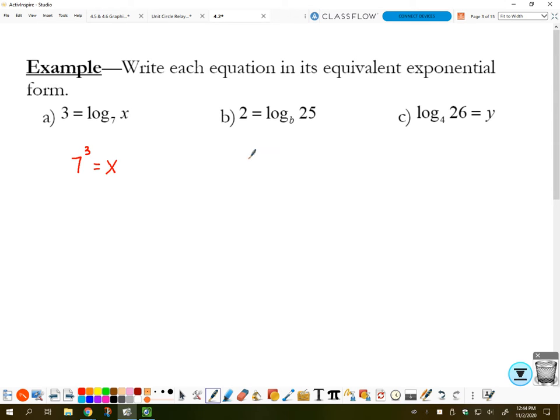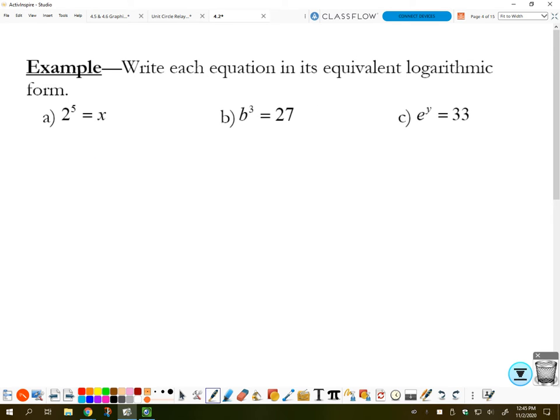Alright, so for b, you have log of base b, so your exponential has a base of b. B squared is 25. Alright, and then this last one, you're going to have 4 to the y equals 26. So base of 4 to the y equals 26. Here we have base of b squared equals 25. Here we have base of 7 to the third equals x.